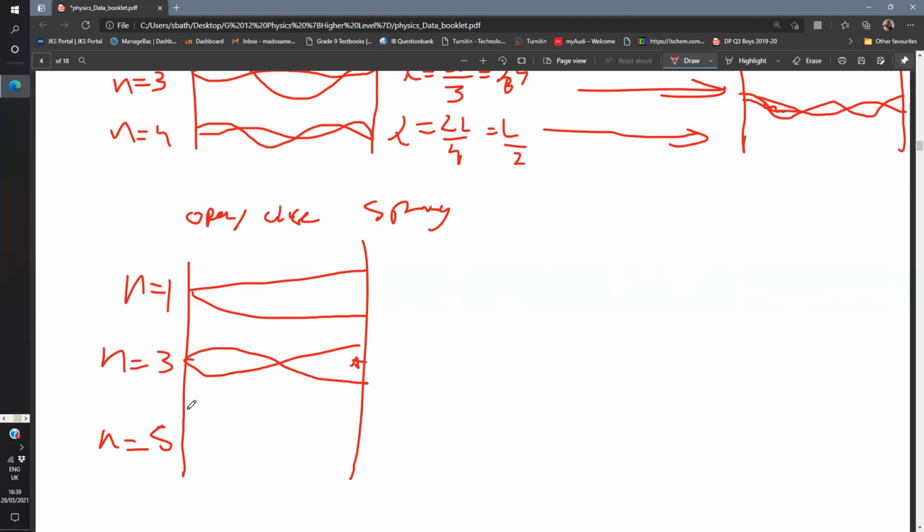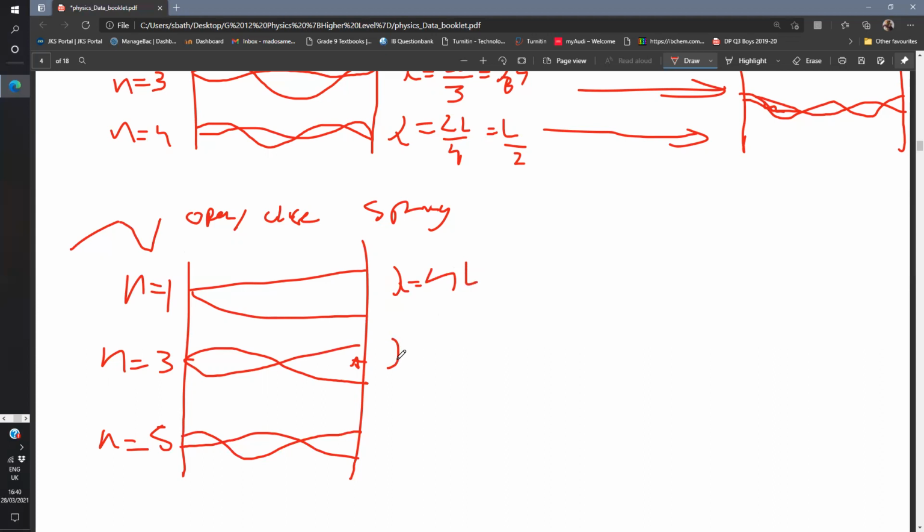Notice that in the open end there's an antinode, so that's why it's 3 and not like the other one. And then for 5, it's basically 2.5 loops around that. And this is half a loop. So here, in order to have one full wavelength, this only goes up like this. It still has to go down and up. So it's only a quarter. So here it's equal to 4L.